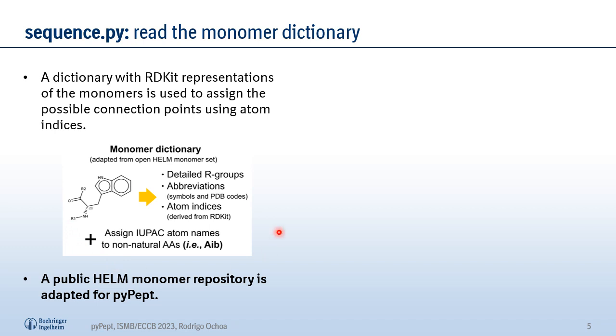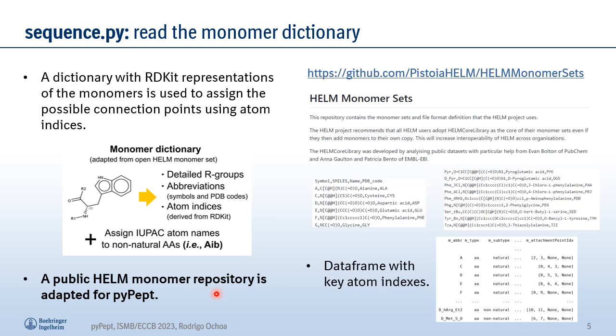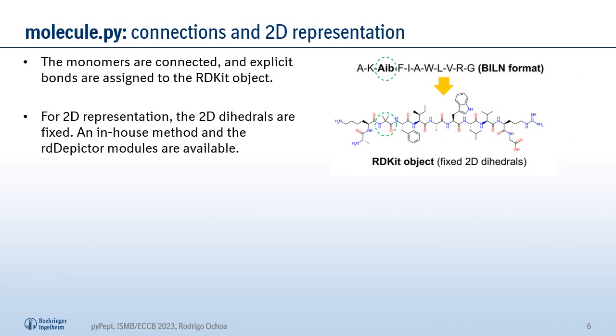So to create the dictionary, we use the HELM monomer repository available in GitHub, where we have information about the SMILES of each monomer, and also we can highlight which type of residue it is and the atom indices read by the RDKit internally. Then with the molecule.py, we connect the monomers and we assign the correct bonds to the RDKit object.